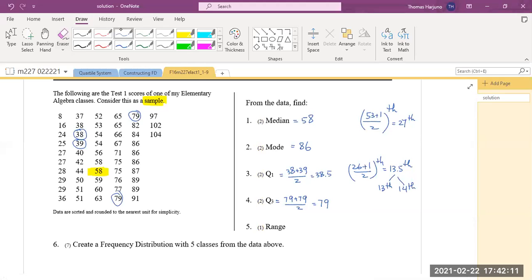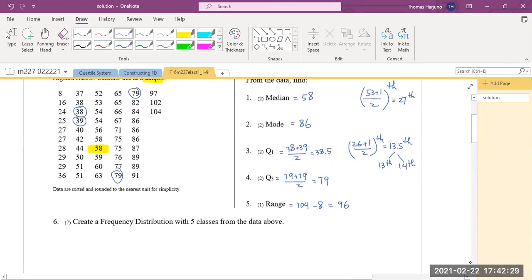Now number 5, what is the range? The range is the maximum, which is 104, minus the minimum, 8. So the highest score in that class is 104, the lowest score is 8. The range is 96.